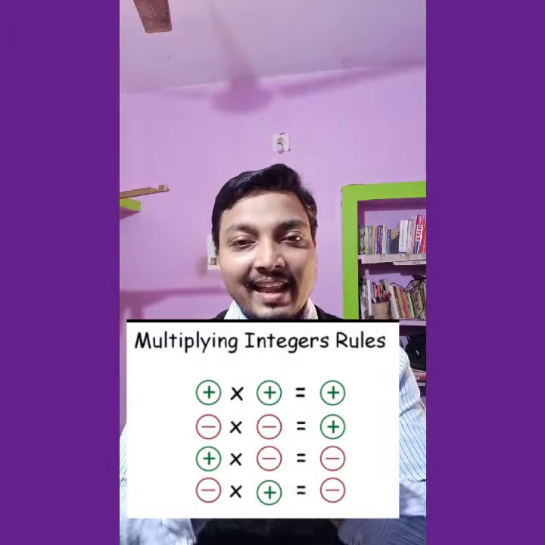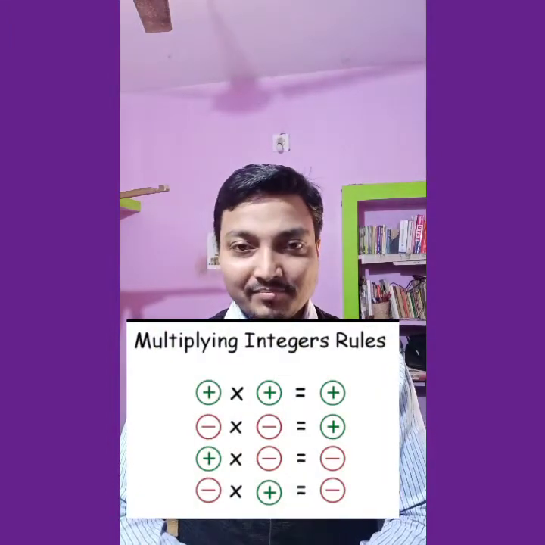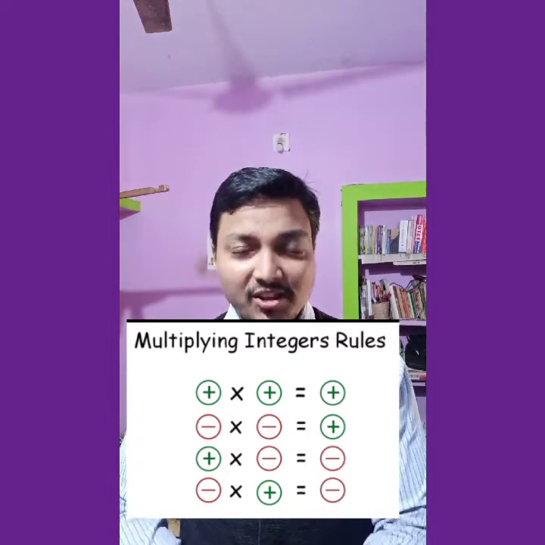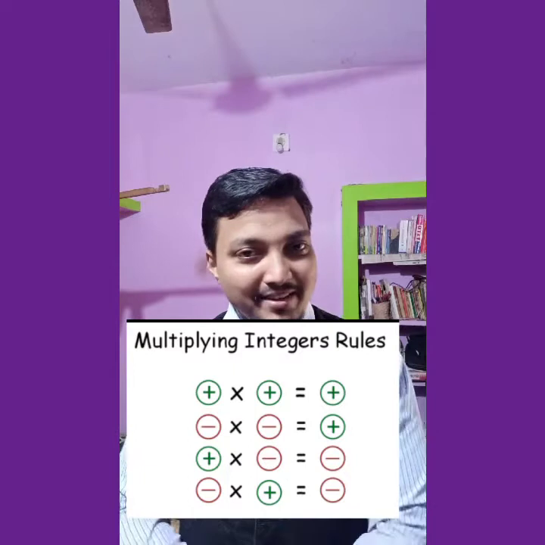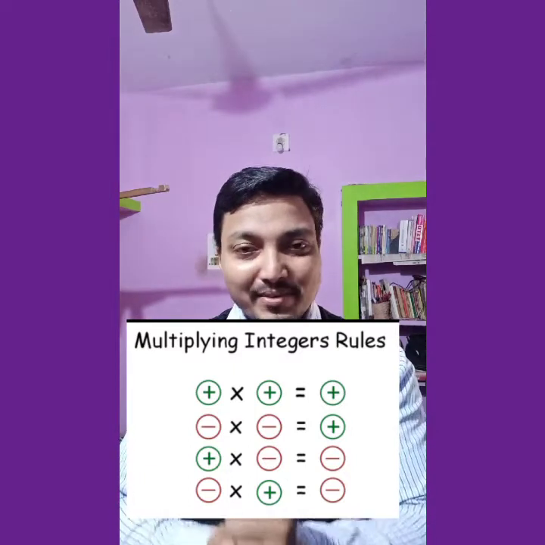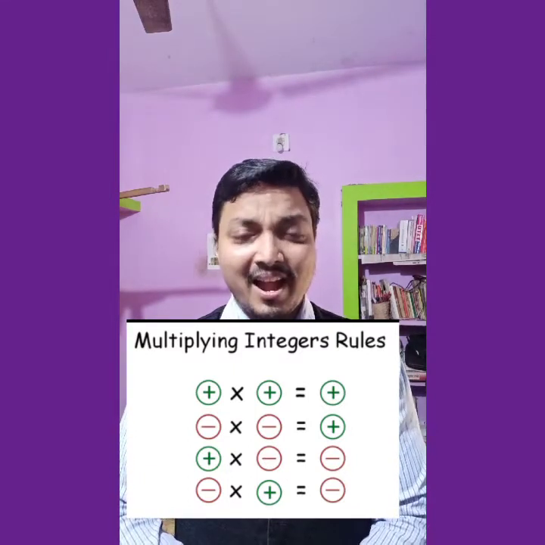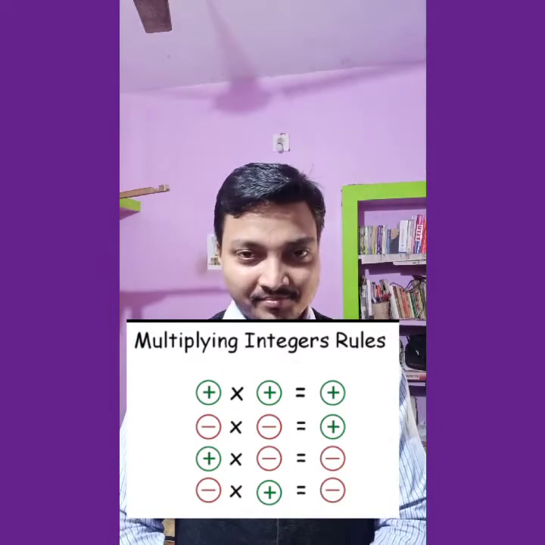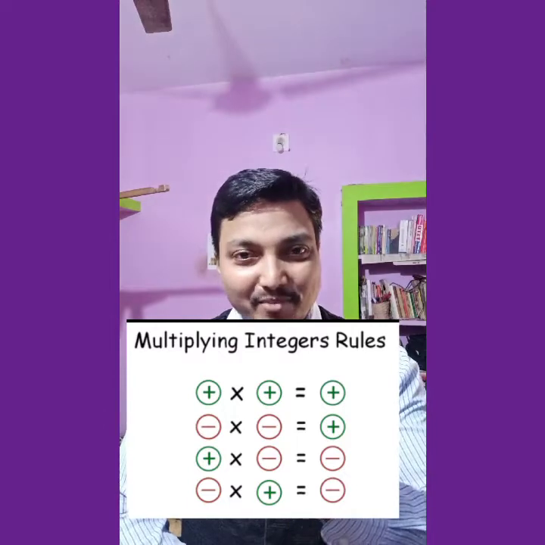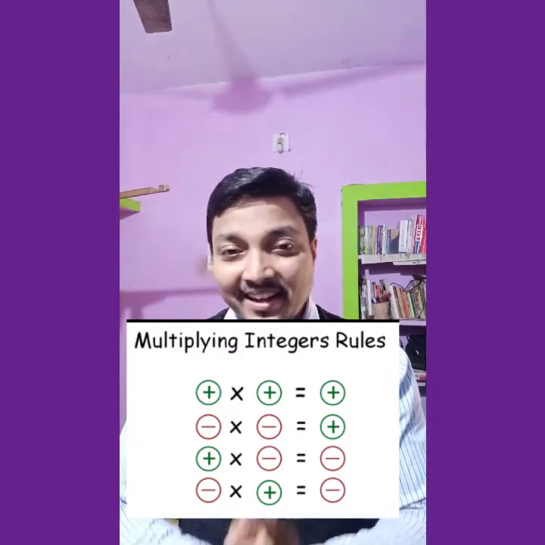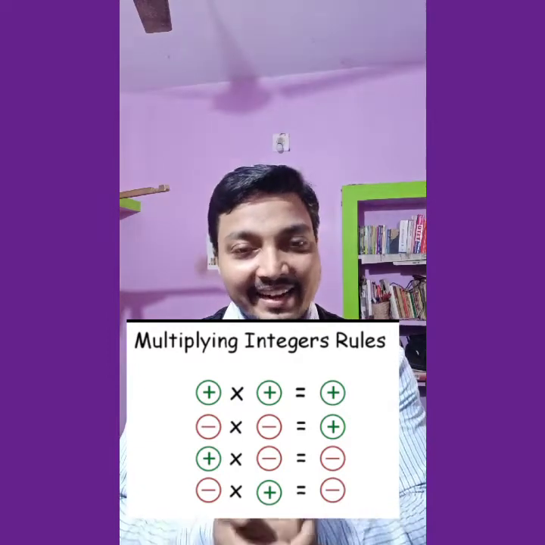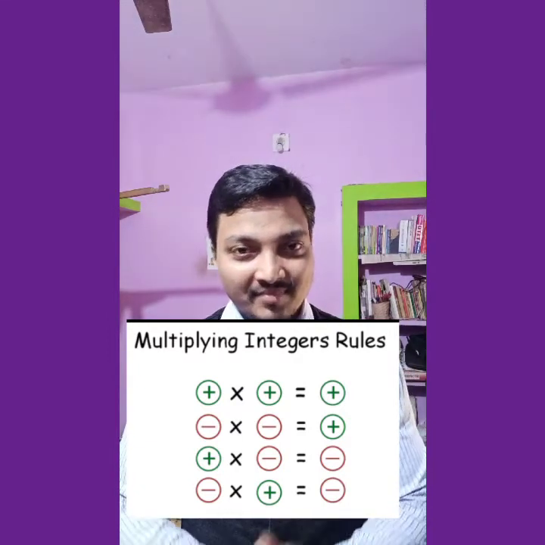One thing is clear: whenever you multiply like integers, the product is positive. It may be plus plus, or minus minus, but the result is always positive. And whenever you multiply two unlike integers, remember the result you always get is a negative integer. Ready?